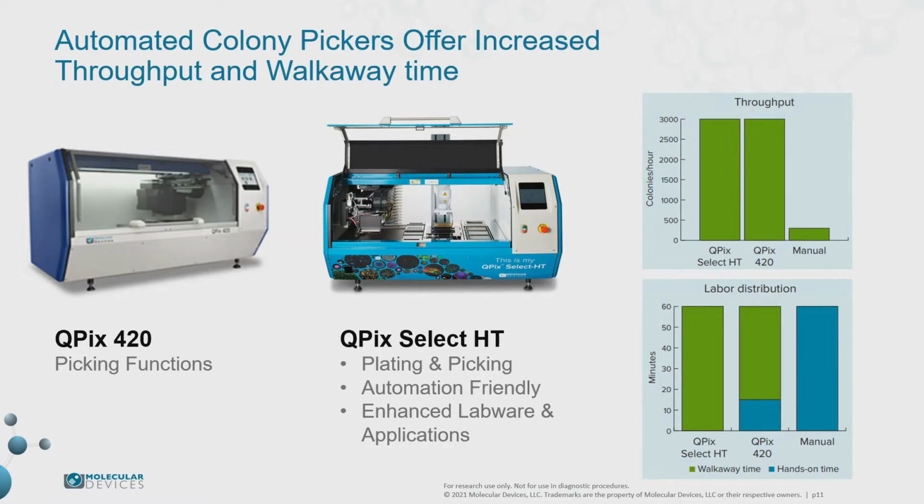It is automation or integration friendly, and compared to manual colony screening, our Cupix users have higher throughput of up to 2,700 more colonies per hour with at least 45 minutes of walkaway time per hour on our Cupix 420, or no hands-on time at all with our Cupix Select HT model with robotic arm integration. These two models of colony pickers will reduce your timeline to find those clones with favorable traits, reduce FTE hours, and save you money on consumable costs.